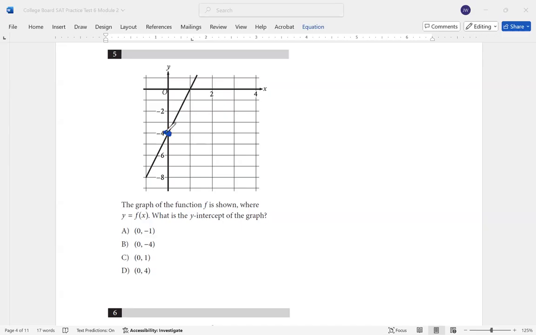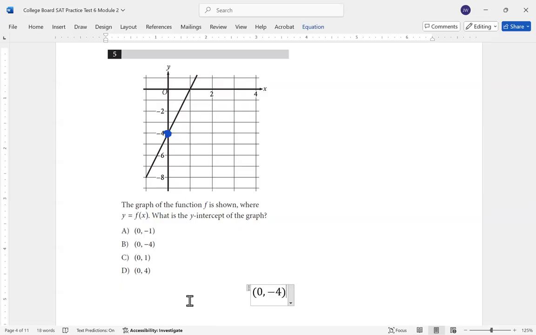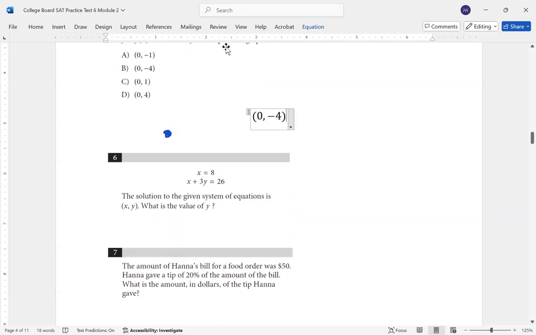I'll try to color in a circle in blue at that point of 0, -4. And therefore, the y-intercept is exactly that point. It's the point 0, -4. That's where our graph crosses the y-axis. So 0, -4 is the answer to number 5, which is option B. Let me erase that.